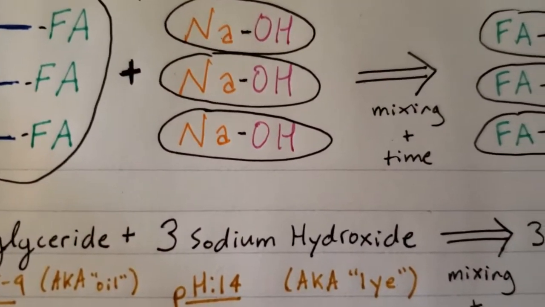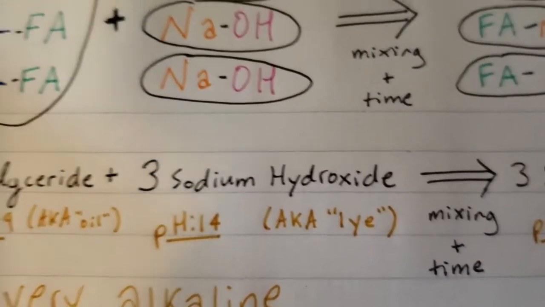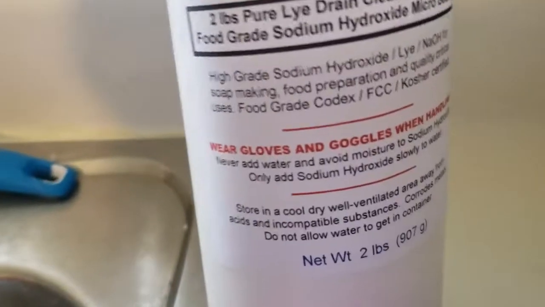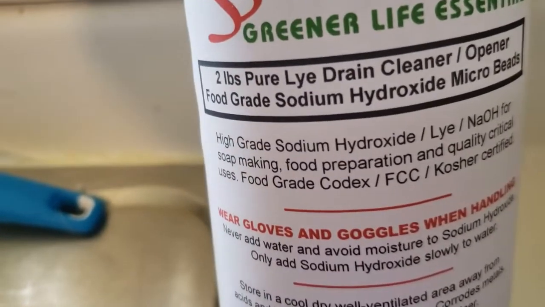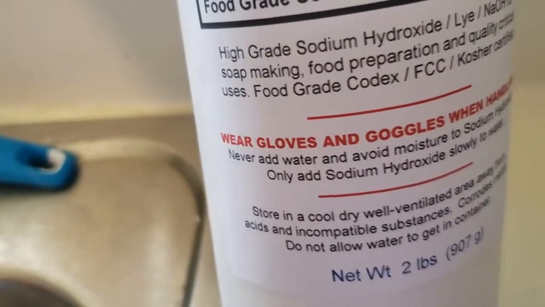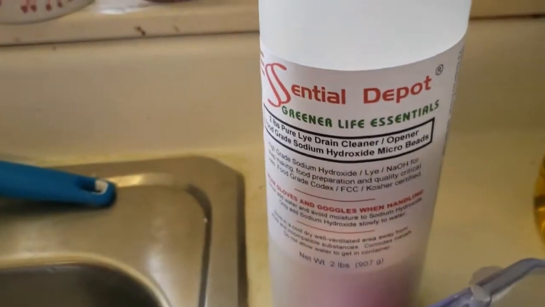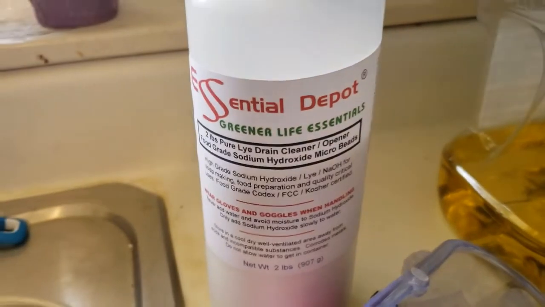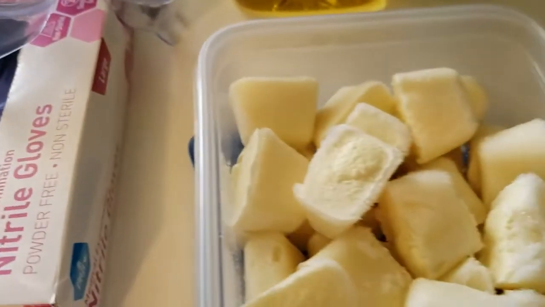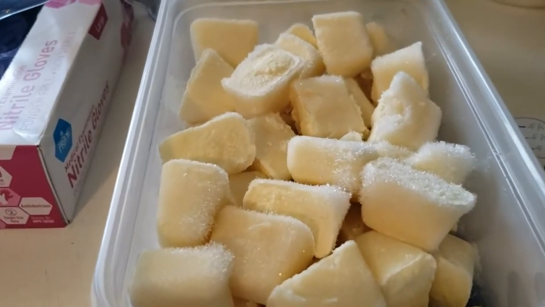Next thing you mix with the triglycerides is the sodium hydroxide. This is very, very alkaline, as you can see, pH 14. It's also called lye. So we've got our gloves and our goggles here to work with it. Wear gloves and goggles. Never add water and avoid moisture. When you add water, it gets very, very hot, and you will see this later. We'll measure the temperature for you. Instead of water, we're going to use these goat milk cubes to dissolve all of this and let the reaction happen.